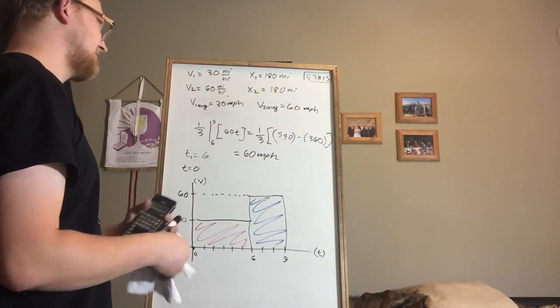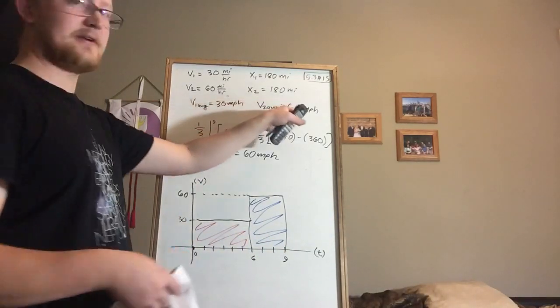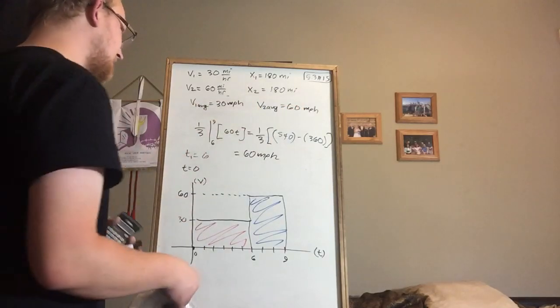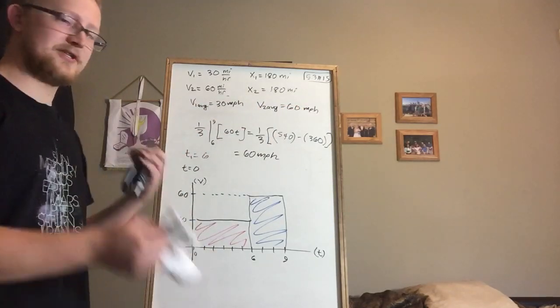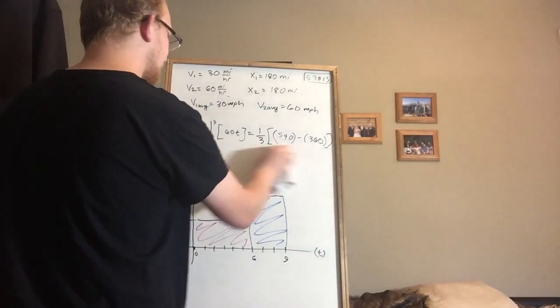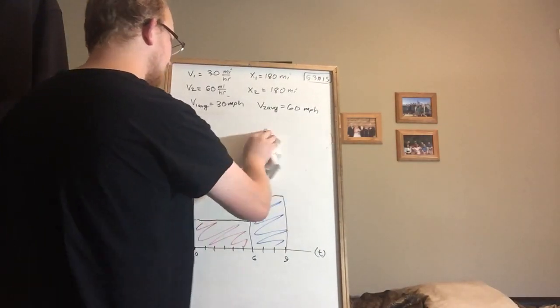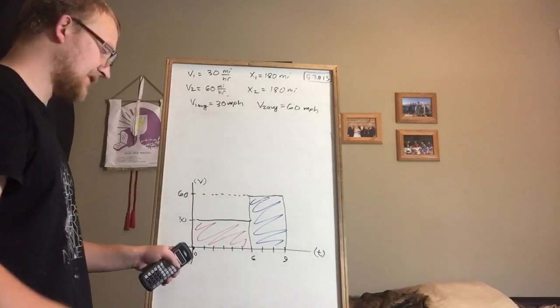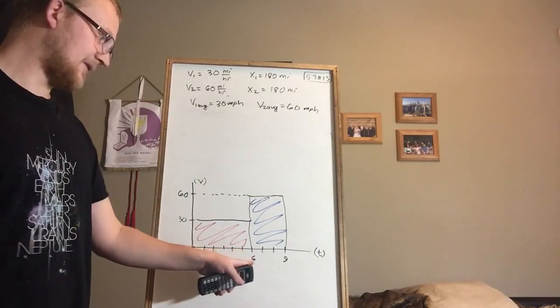And the trick here is that you might think you could just add 30 and 60 and divide by 2, because that's how you would typically average things that weren't weighted. However, in time, both of these trips are weighted in time. So in other words, this trip took significantly longer than this trip.